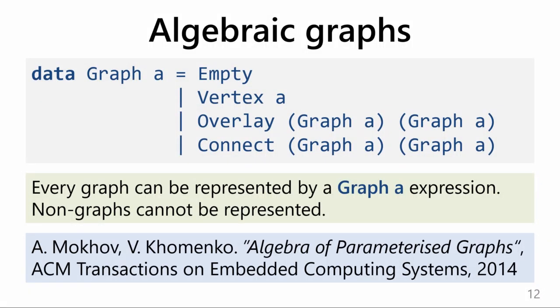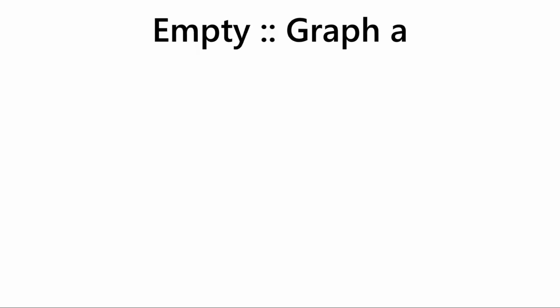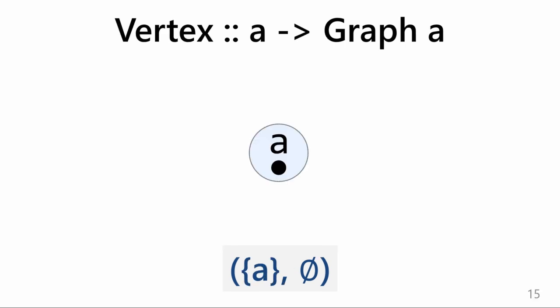So the first 2 are relatively straightforward. The empty graph, there's nothing in this graph, and I'm going to give the meaning of our expressions in the usual notation. So the meaning of the empty graph is 2 sets, the empty set of vertices and the empty set of edges. Vertex creates a singleton graph where, given a label, A, you wrap it into the graph type and create a graph with a single vertex and no edges in it.